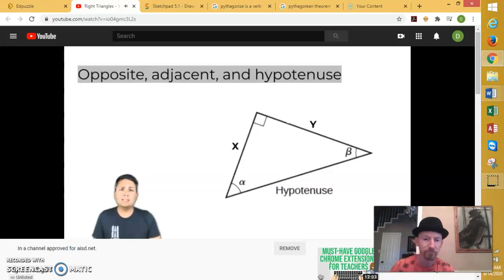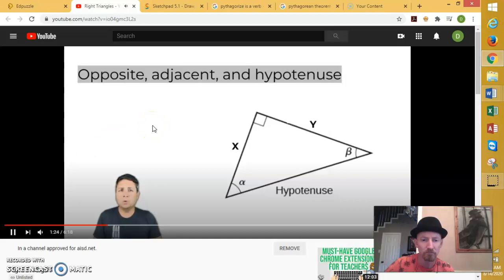A right triangle has three sides that we call the opposite, adjacent, and hypotenuse. The hypotenuse is the easy one to spot. It's always across from the right angle, and it's always the longest side.